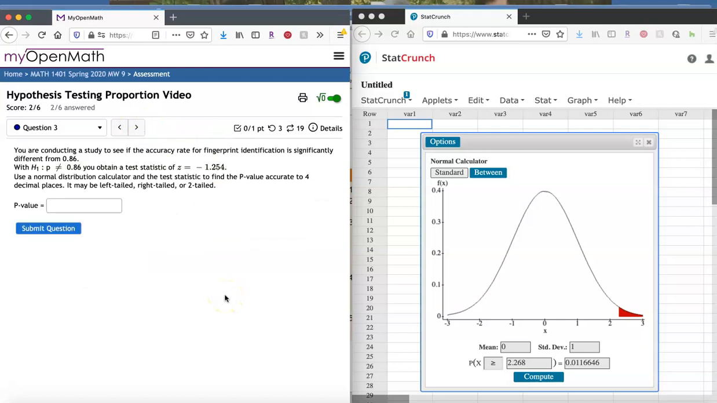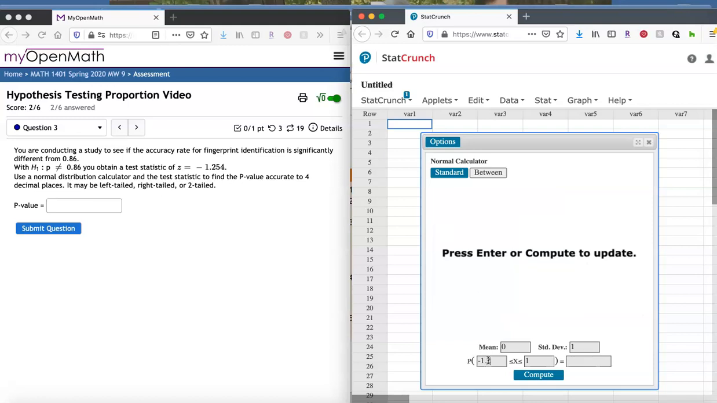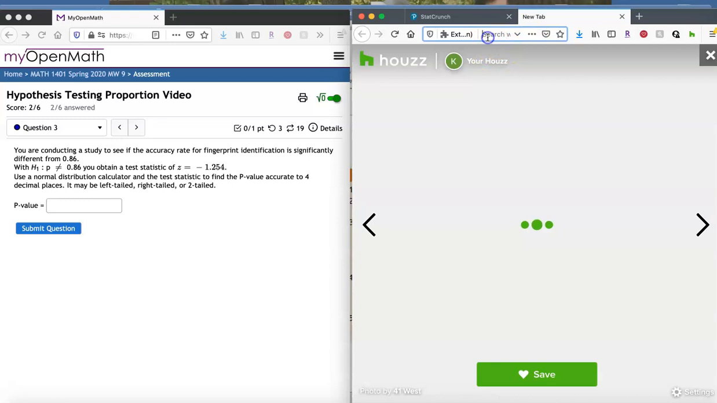Okay, this one says not equal to. Well, when it's not equal to, that's a two-tail test, so we need to go to between. And between what? The two z values. It would be negative 1.254 and positive 1.254. Now, notice that is the area on the inside. We need to find what's in the two tails, not the middle, but the two tails.